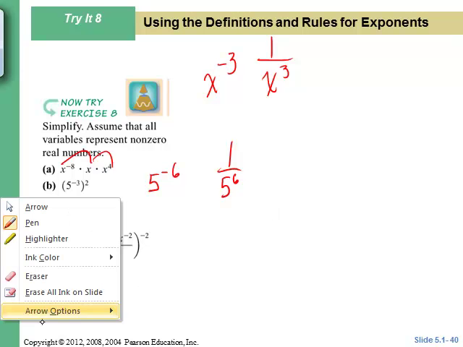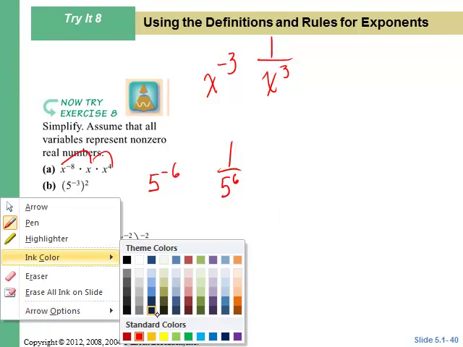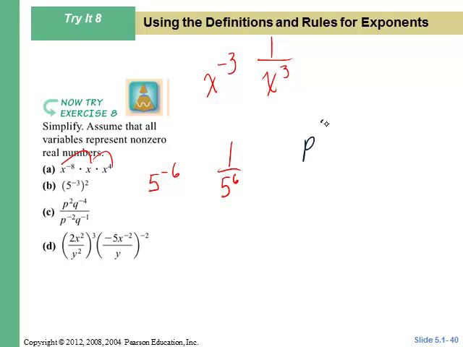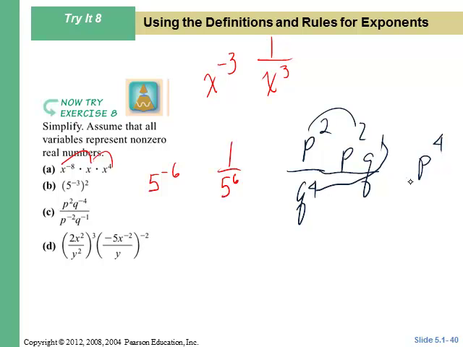I'm going to change color so that you can see the next one. P to the second over q to the 4th, that's the numerator. P to the second, that's the denominator, and q to the 1st, and the numerator is the other one. So this would be p to the 4th. 1 minus 4 is negative 3, which would be q to the 3rd.